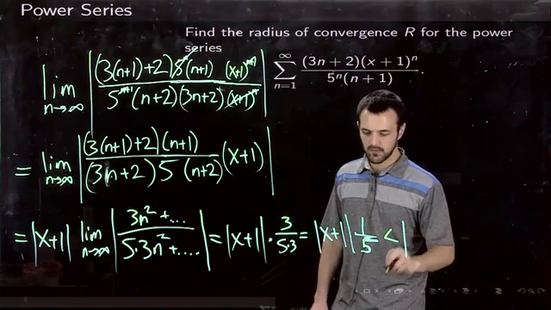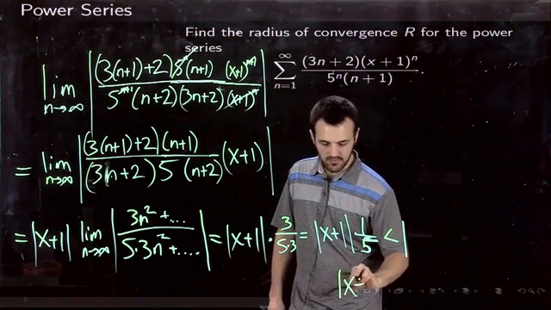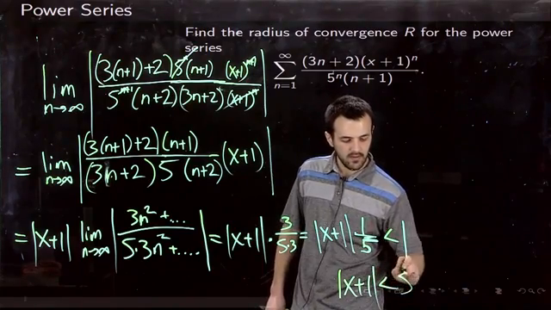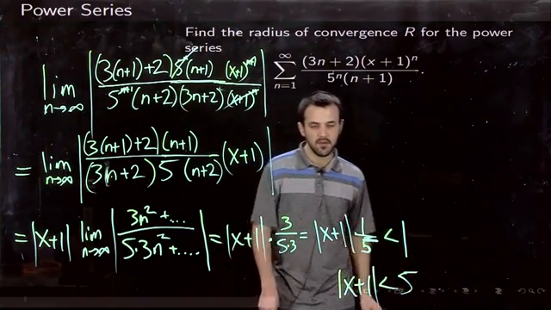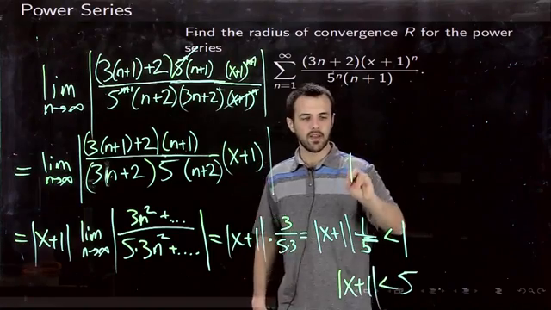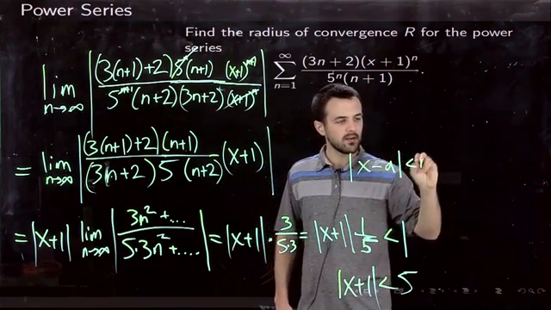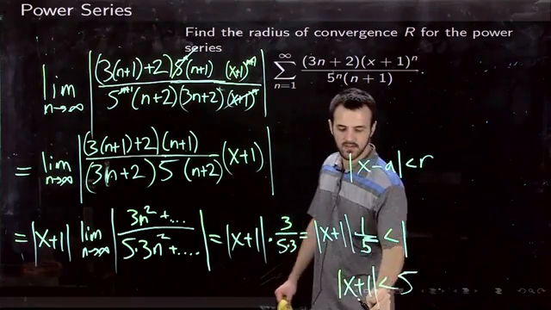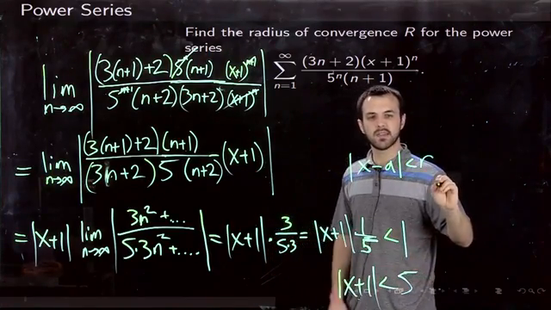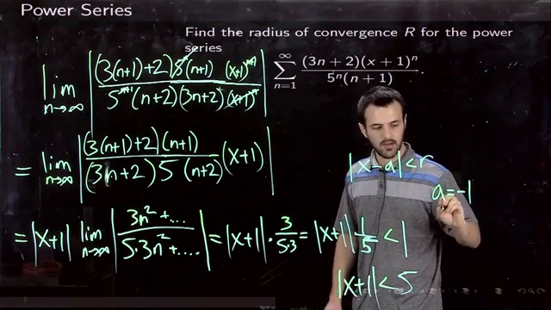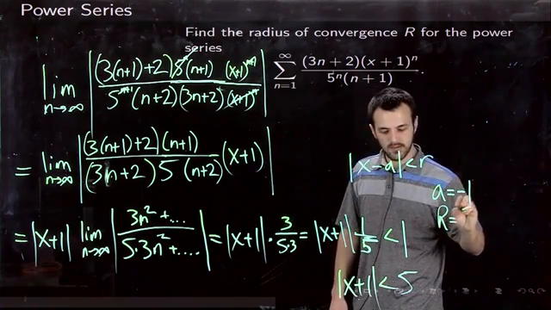So we're going to move the x plus 1 and multiply both sides by 5. 1 times 5 is 5. And so if you remember again from last video, the absolute value of x minus a is less than r. So again, our center, the question didn't ask us, but we might as well do it. Our center is going to be -1, and our radius is 5.